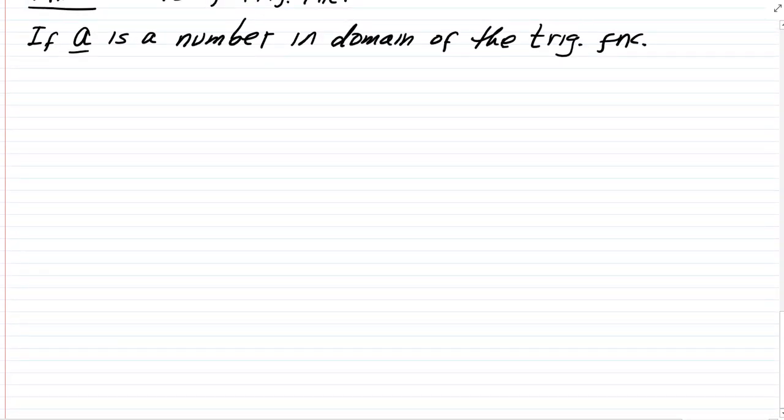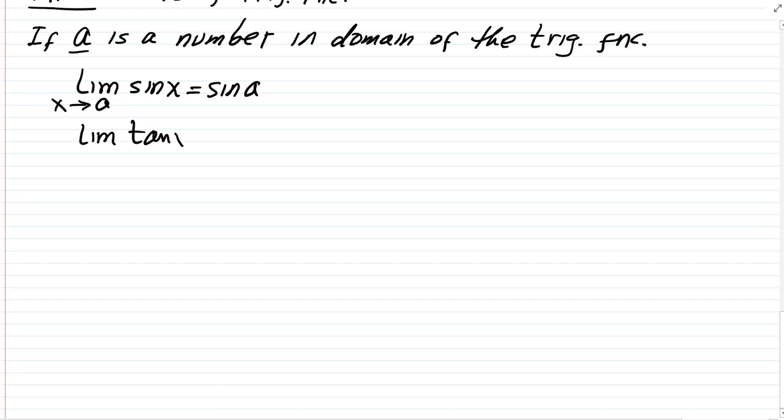So first, let's begin with the limit of sine x is going to be sine a as x approaches a. The limit of tangent of x is equal to tan a as x approaches a, and the limit of secant of x is equal to secant of a as x approaches a.